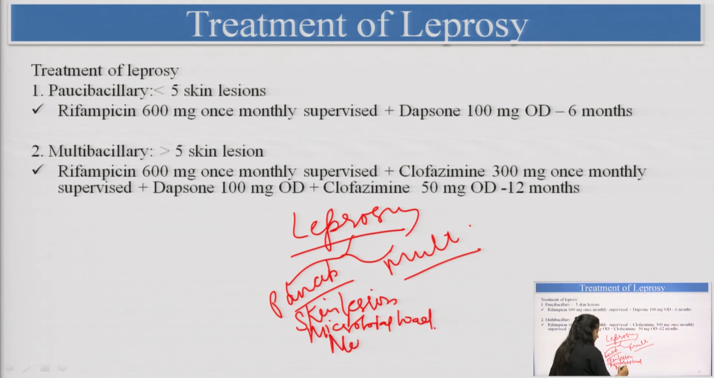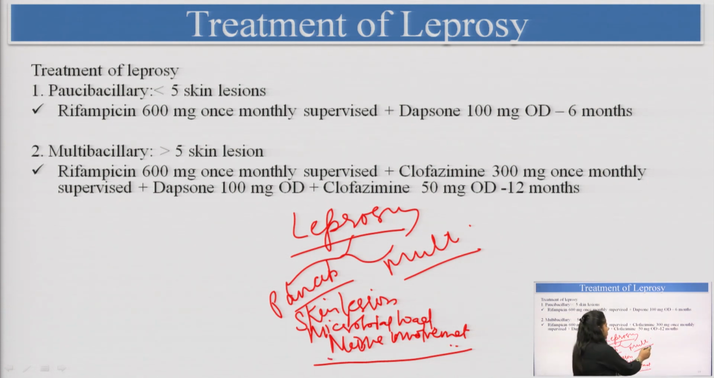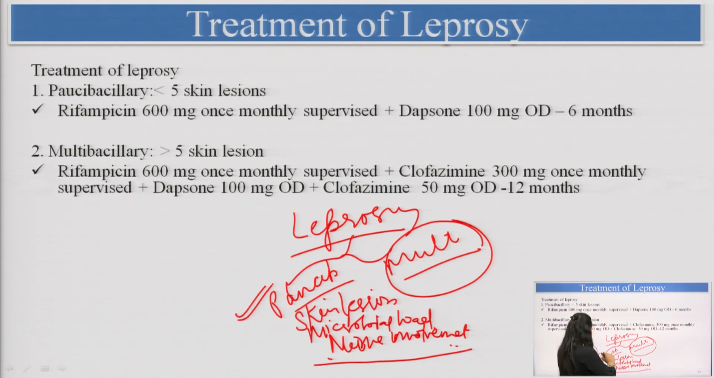And nerve involvement, because I told you nerves are involved in this disease. Nerve involvement means how much nerve damage occurs. The nerve involvement is also less in paucibacillary compared to the multibacillary. Now, since paucibacillary is less severe than multibacillary, the treatment duration is also different. For paucibacillary, the treatment duration is 6 months, whereas for multibacillary, it is 1 year.